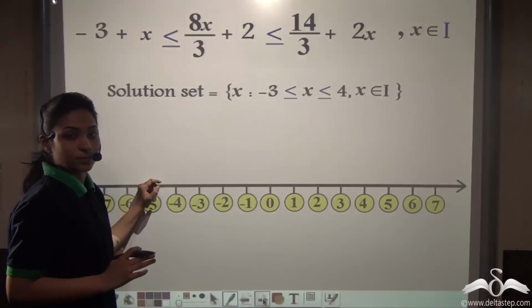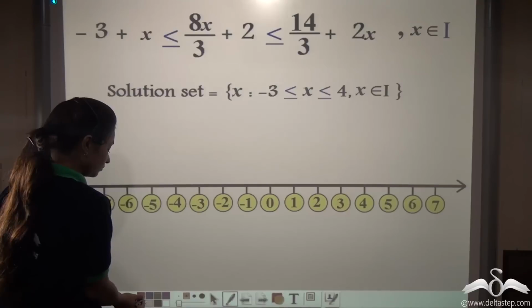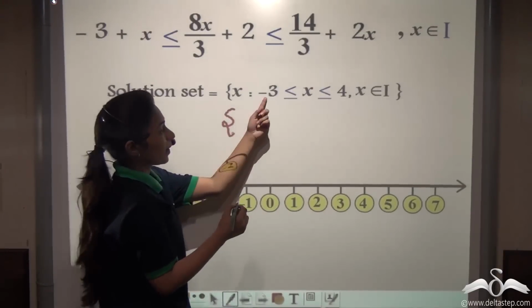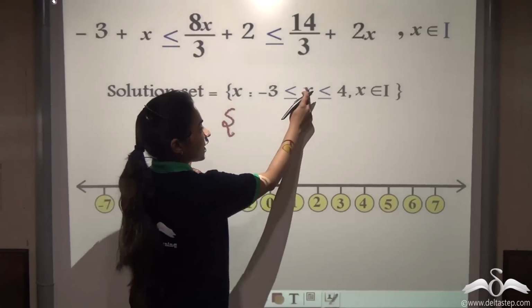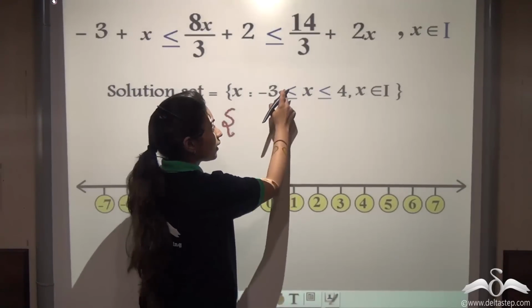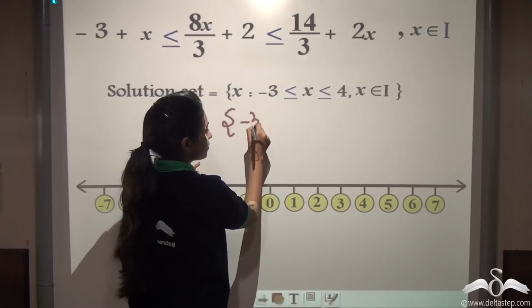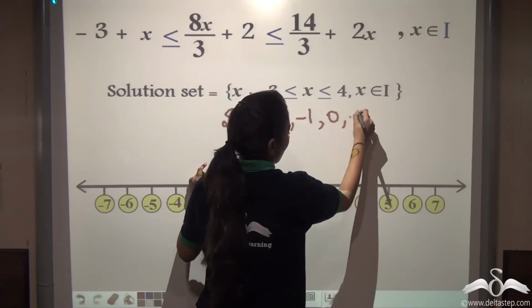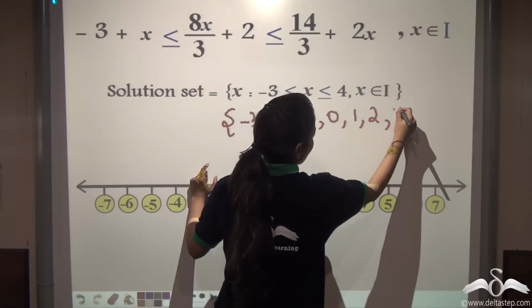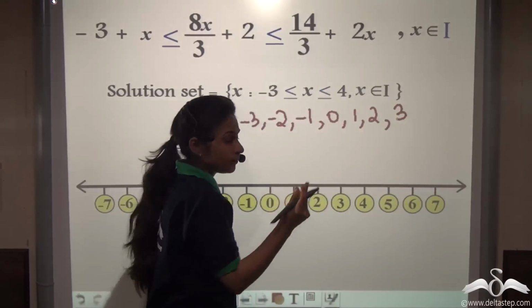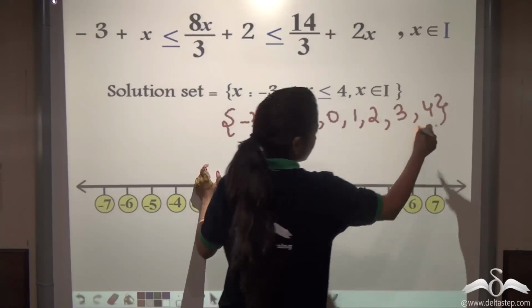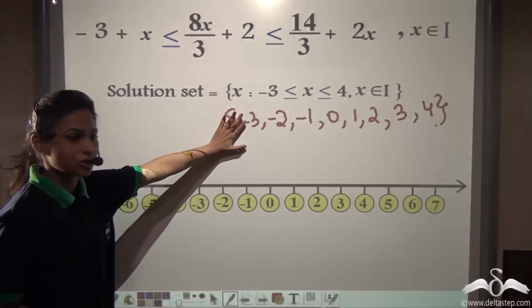Tell me which are those numbers. Well, we can write it in roster form. Minus 3 will be included because x is either equal to or greater than minus 3. So minus 3, minus 2, minus 1, 0, 1, 2, 3. 4 will be included because the equal to sign is present here. So we are ready with our solution in the roster form.